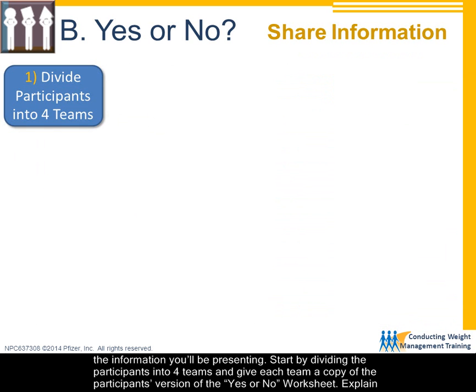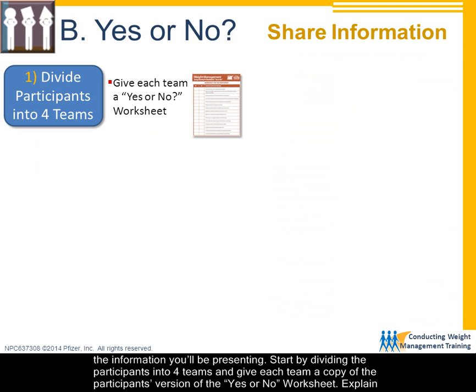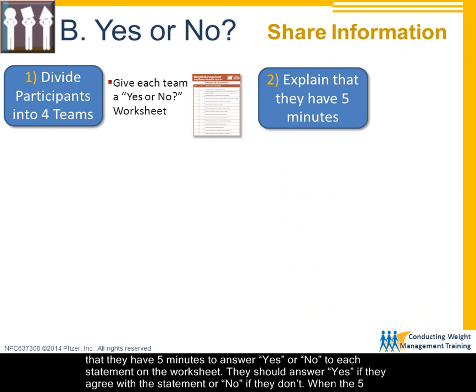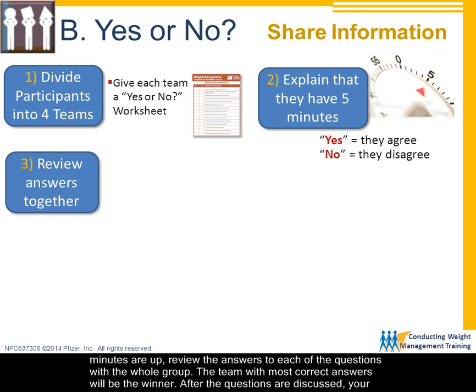Start by dividing the participants into 4 teams and give each team a copy of the participants' version of the yes or no worksheet. Explain that they have 5 minutes to answer yes or no to each statement on the worksheet. They should answer yes if they agree with the statement or no if they don't. When the 5 minutes are up, review the answers to each of the questions with the whole group.